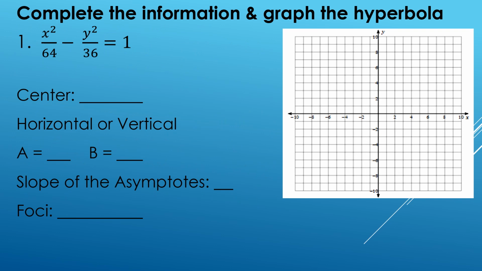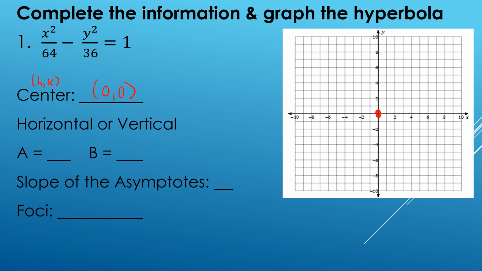All right, here's our first example. x squared over 64 minus y squared over 36 all equals 1. We're first going to determine our center. That follows the same format. It's always the opposite of h, comma, opposite of k. There are no terms in parentheses with our x and our y, so our center is very nicely at the origin. That's going to make life a little bit easy for us.